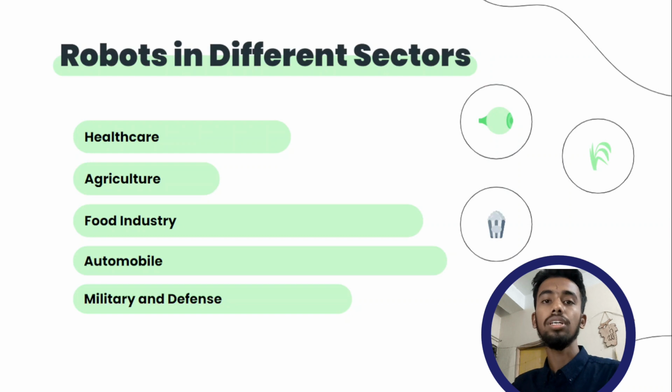In the food industry, we can see that the use of robots is also improving and increasing the production rate more efficiently. In the automobile industry nowadays, different fancy cars are being made by robots, but otherwise this could be a difficult task. And then in military and defense, we can see that robots are used as drones for training and also different operations as well.